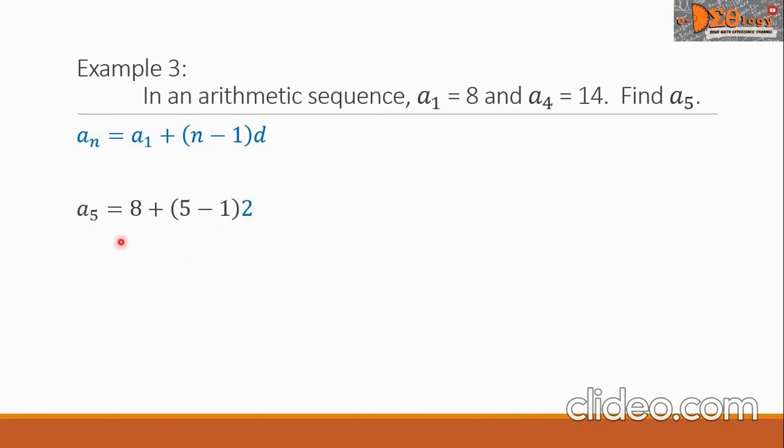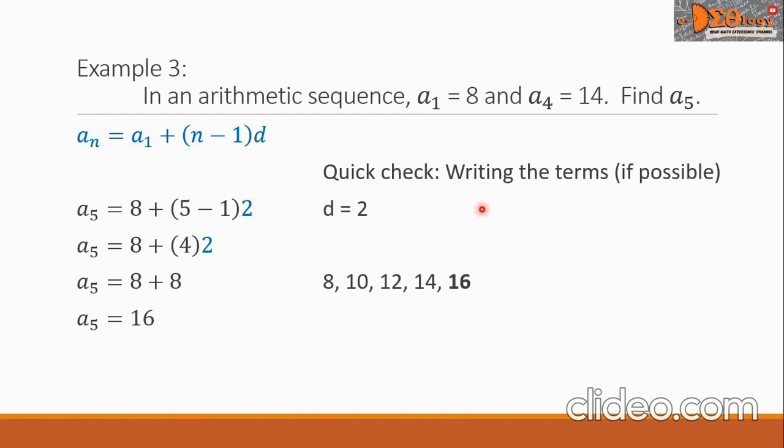Simplifying further, this 5 minus 1 is now 4. So our a sub 5 is equal to 8 plus the product of 4 and 2. So we have 4 times 2 is 8, and then 8 plus 8 will give us 16. The a sub 5 is 16.